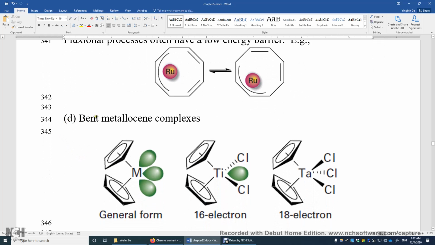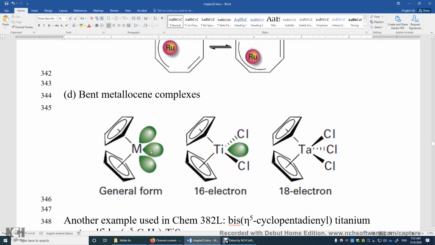Subsection D, bent metallocene complexes. Well, these 2 rings do not have to be parallel to each other, so you can have a metal here bonded to these 2 rings, and then you can have some lobes here. For example, let's look at this structure. This is titanium 4+, with 4+ charge. Okay, this titanium has now 0 d electrons.